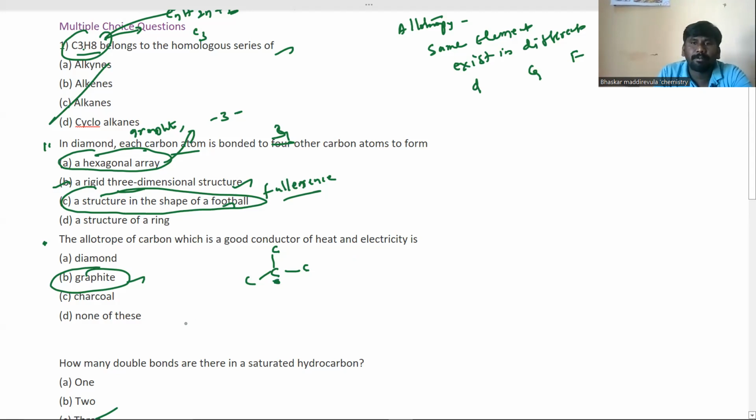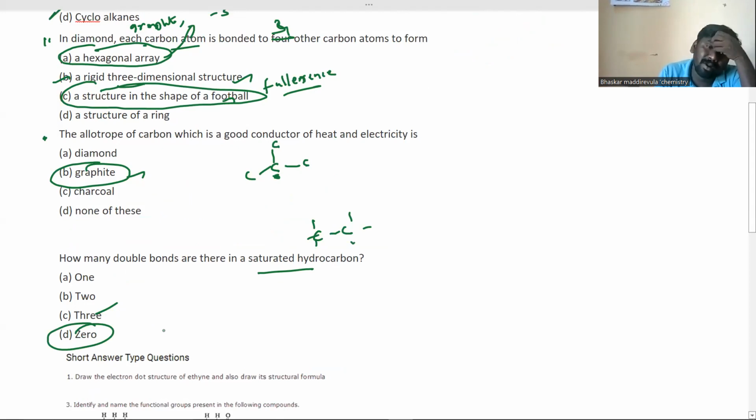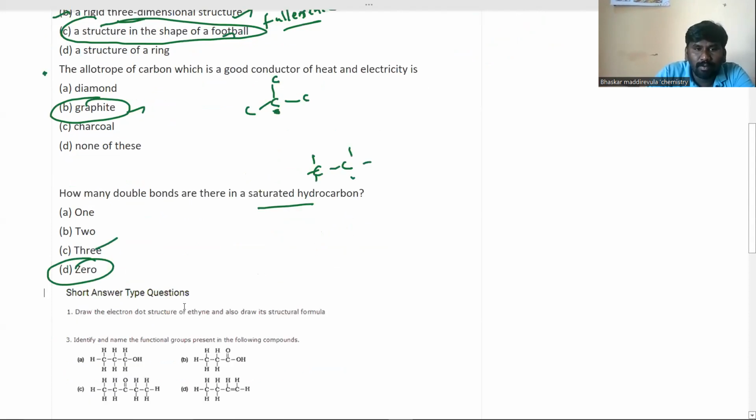Next: how many double bonds are there in a saturated carbon compound? We already learned what a saturated carbon compound is. There are only carbon-carbon single bonds and no double bonds here. The number of double bonds is 0. Now there is one more. We will go with the short questions.